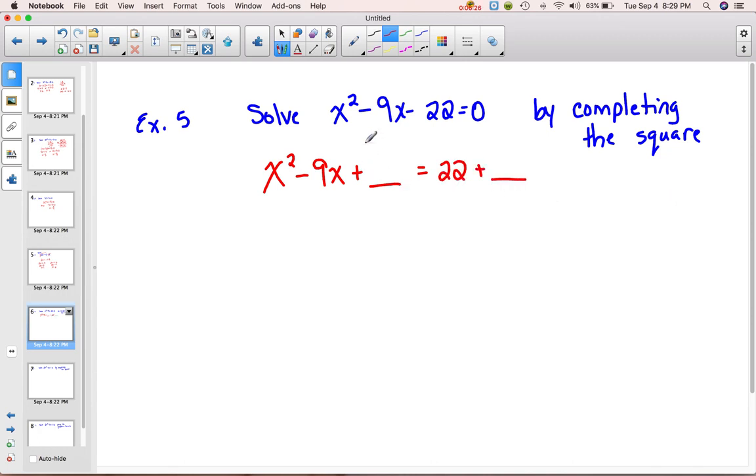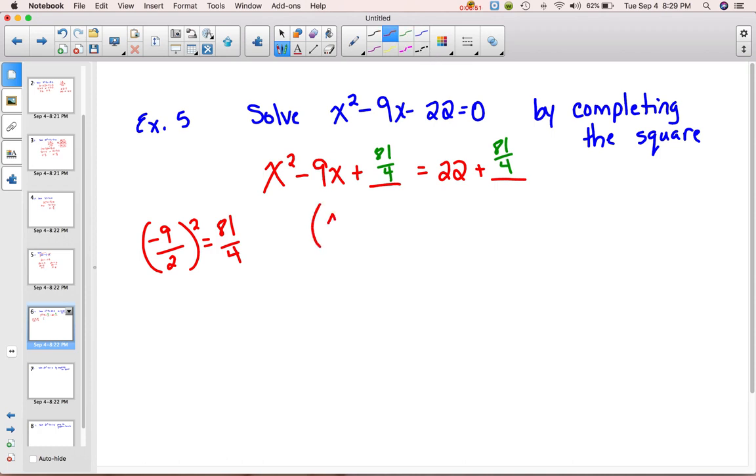So I'm going to do this idea of completing the square. And to complete the square, I'm going to take half of the -9, so I'm going to have -9/2, and I'm going to square it, and when I do, I get 81/4. Square the top, square the bottom. So on this blank, I'm going to put 81/4. Whatever I add to one side, I have to add to the other.